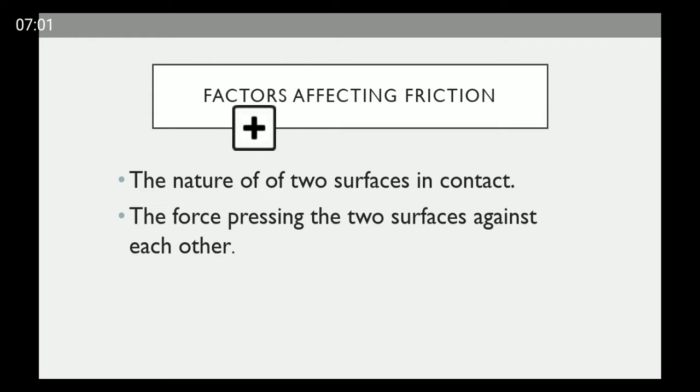Next, students, we will study the factors affecting friction. There are two factors. First, the nature of the two surfaces in contact. And second, the force pressing the two surfaces against each other. It is a printing mistake, the word 'of' is written twice.